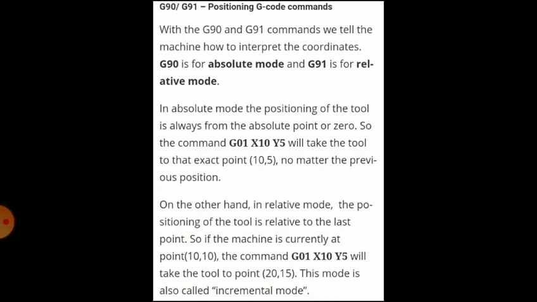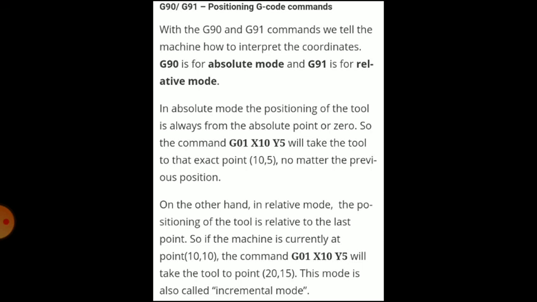Then G90 and G91, the positioning G code commands. G90 means absolute dimensions, so coordinates are with respect to the origin. G91 means incremental dimensions, so coordinates are with respect to the latest position of the tool. So G90 is for absolute mode, and G91 is relative or incremental mode.